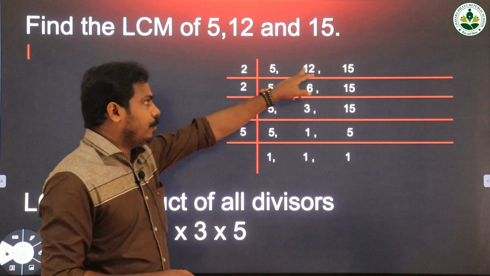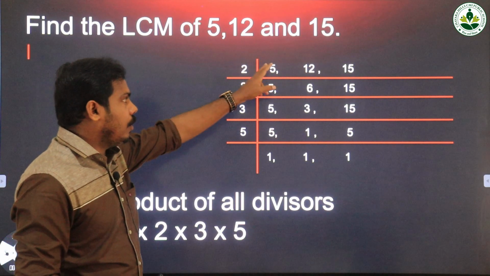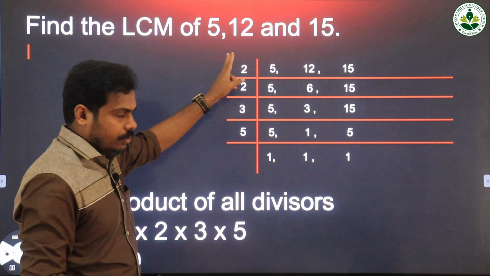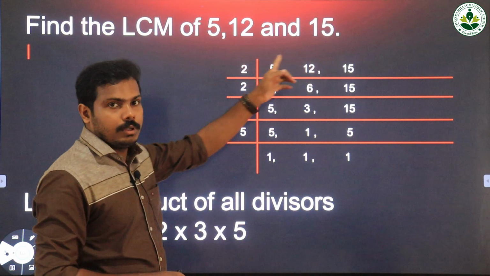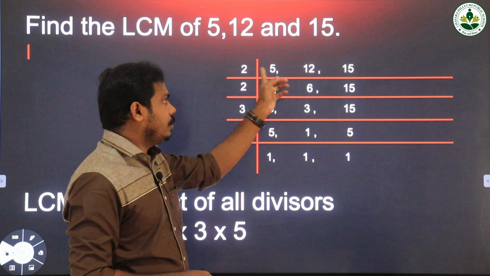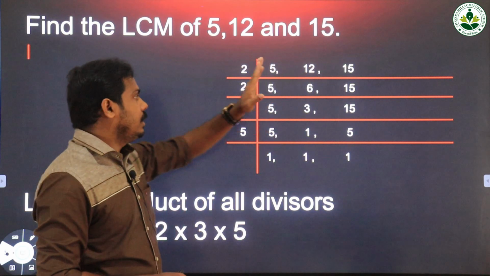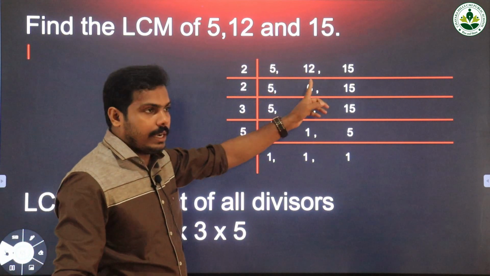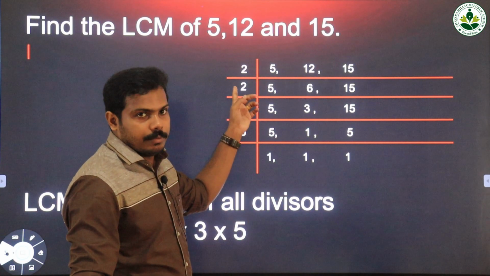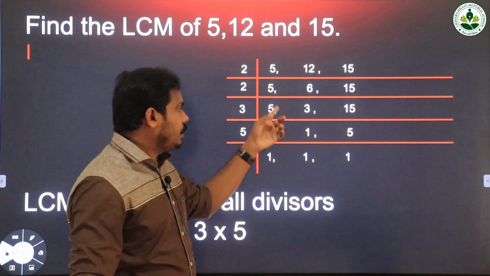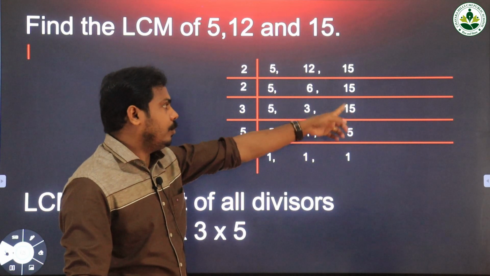First we divide these numbers with 2, the smallest prime number. We know 5 is not divisible by 2, so we just bring it down. Then 12 is divisible by 2, 12 by 2 is 6. 15 is not divisible, so we just bring it down. Then again we know we can divide 6 with 2, so we divide by 2. 5 by 2 is not possible, so we bring down that one. Then 6 by 2 is 3, and 15, same way, just brought down.